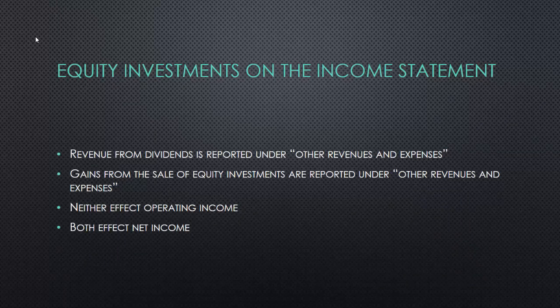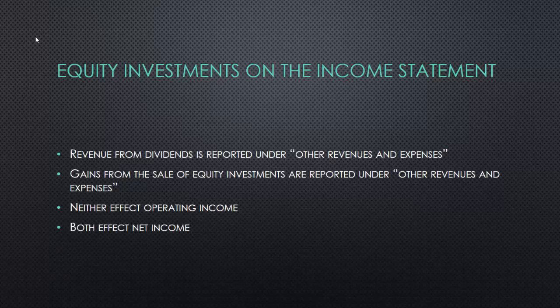So, equity investments on the income statement. We're going to report both the revenue from dividends and the gain from the sale of our equity investments under a section called Other Revenues and Expenses. Why don't we just throw it in revenues on the top? It's because it's important for a company to know the difference between their operating income, the amount of profit they made from their own operations, and their net income, which is the amount of money that they made from their own operations and other stuff.